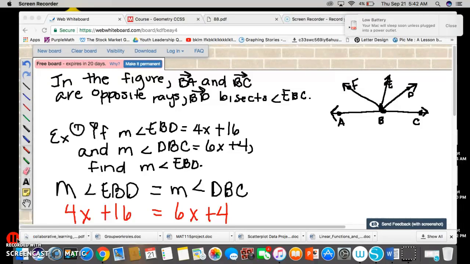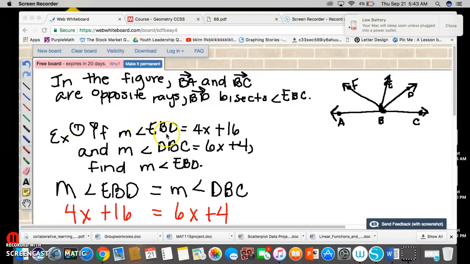Previously we just talked about how to identify vertex, sides, and opposite rays and rays. Today we're actually going to be able to find the measure of an angle. So notice I have a figure over here to our right. It says in the figure BA and BC are opposite rays, and remember when we talked about what opposite rays were, and it says BD bisects EBC right here. So just go ahead and get started.